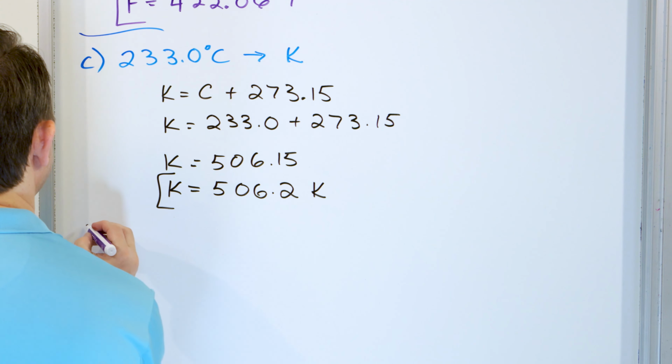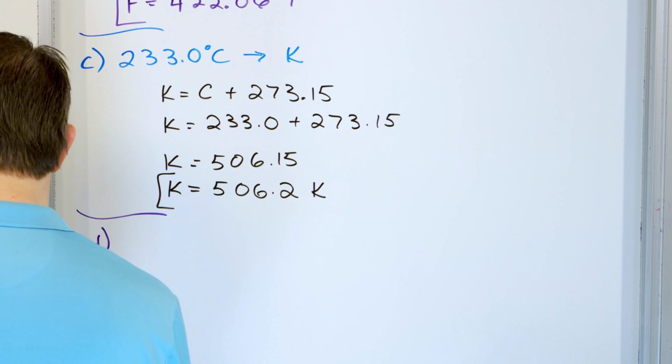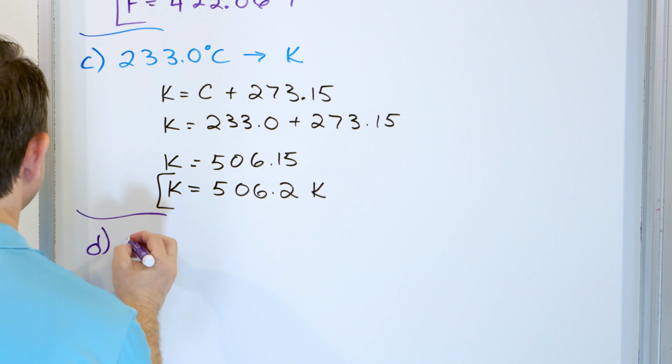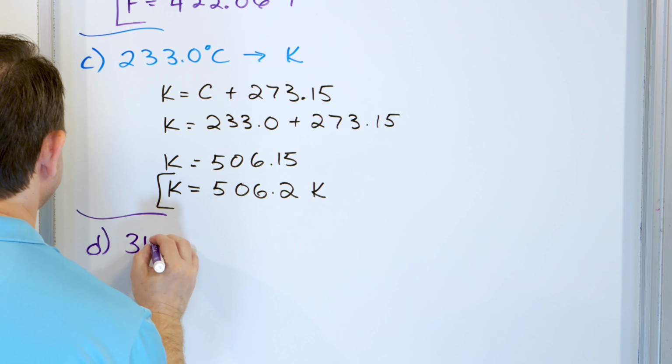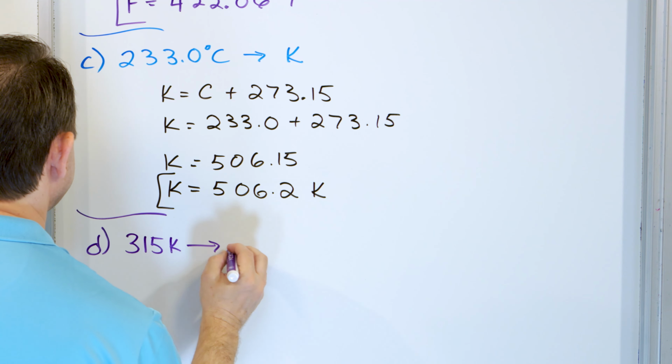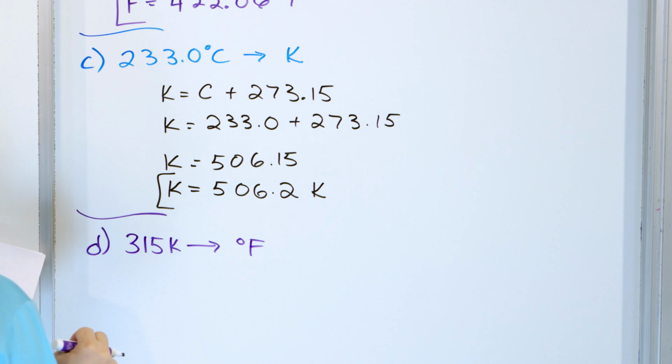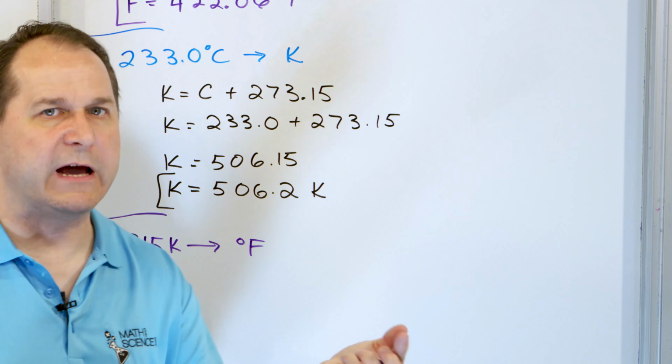All right, let's take a look at the next problem, D. We have to work a little harder for this one. Let's take a look at the following, 315 Kelvin. Let's convert it into degrees Fahrenheit. Now, there is no equation to go directly from Kelvin to Fahrenheit, right?